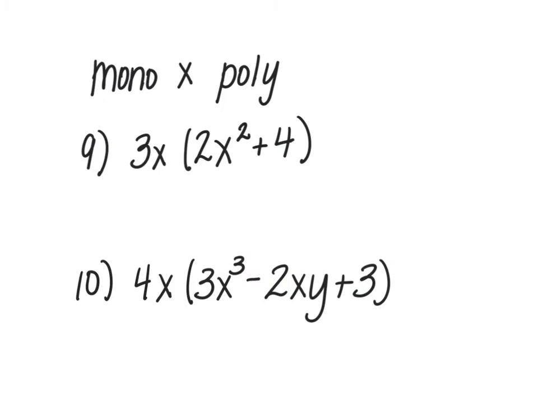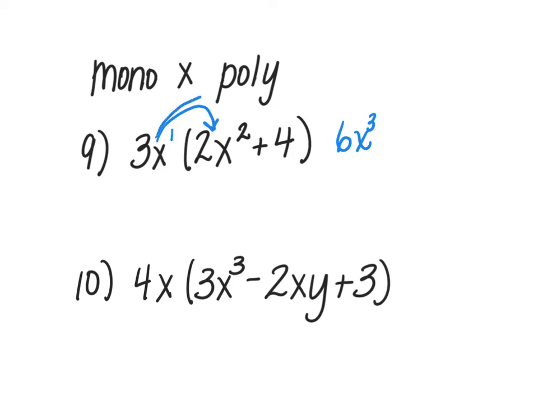Now let's look at multiplying a monomial times a polynomial. We're going to use the distributive property here. On number 9, we have 3x times 2x squared plus 4. We'll first distribute the 3x times the 2x squared. 3 times 2 is 6. Then we'll keep the base x and add the power. So we have 1 plus 2 makes x to the cube. So that term becomes 6x cubed.